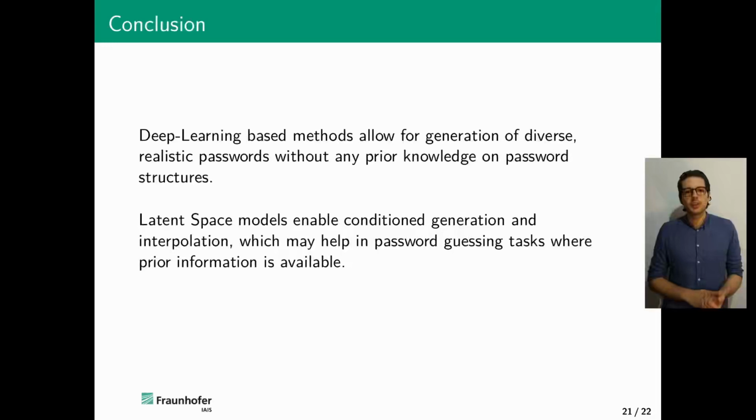So in conclusion, we have seen how deep learning text generation architectures allow for the generation of diverse and realistic passwords purely after being trained on a rather small dataset of real passwords. We introduced two novel architectures for password generation, the variational autoencoder and the transformer, that improve on previous applications of neural network architectures for password generation, namely PassWordCon and the recurrent FLA. Additionally, we have seen how latent variable models allow for conditional generation and interpolation of passwords, which may help in password guessing tasks when there's prior information available.